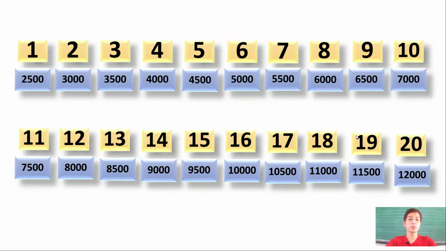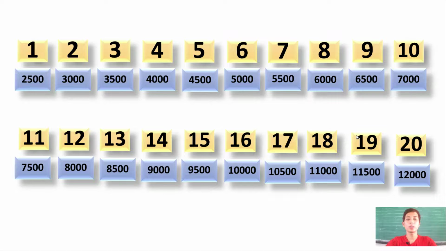So in the first year, it's 2,500, then 3,000, then we have 3,500, followed by 4,000, and so on. So it is an example of an arithmetic sequence where the common difference is 500. If we continue our pattern here, in its 20th year, the answer is 12,000 pesos. So what if you are asked to find the monthly rental fee in its 50th year?